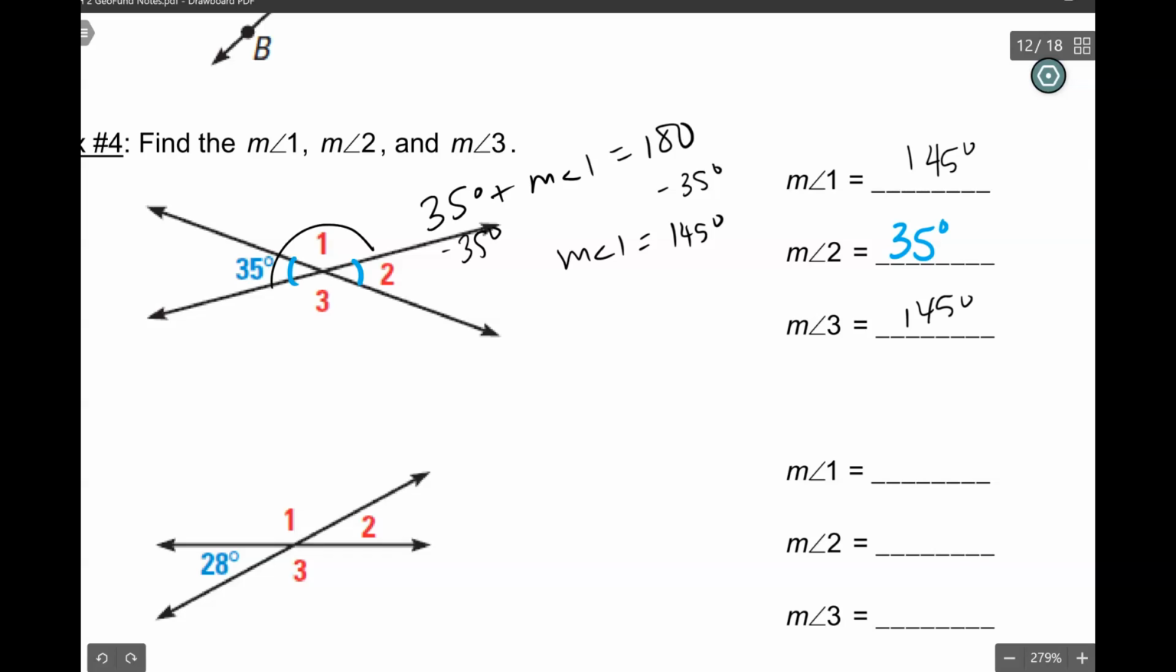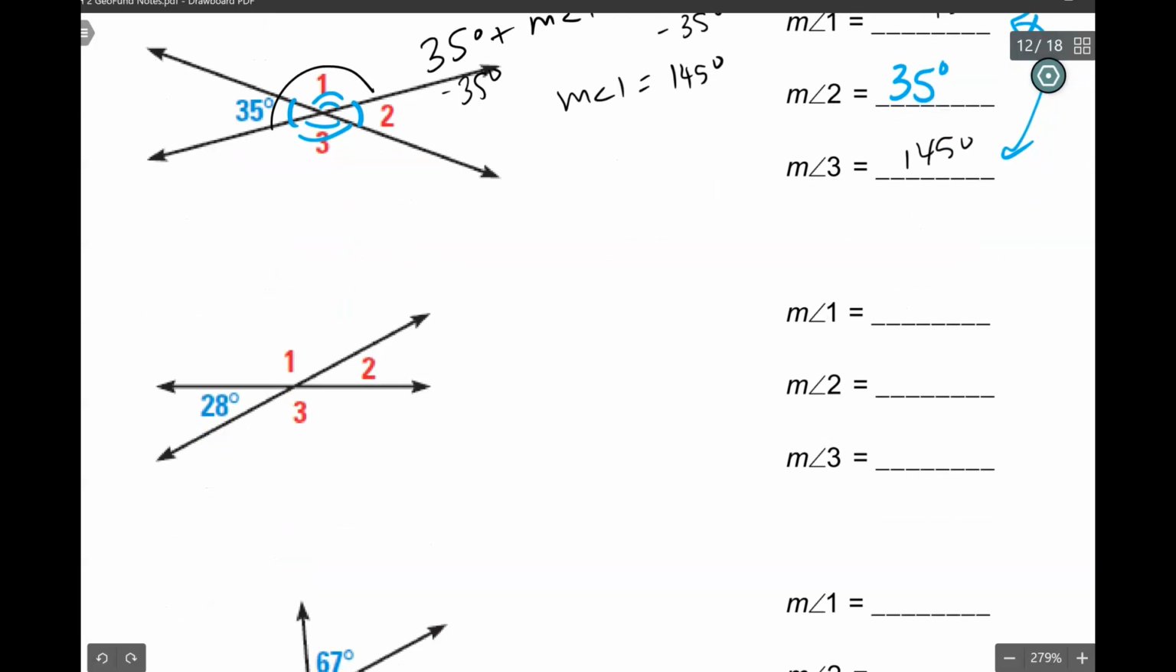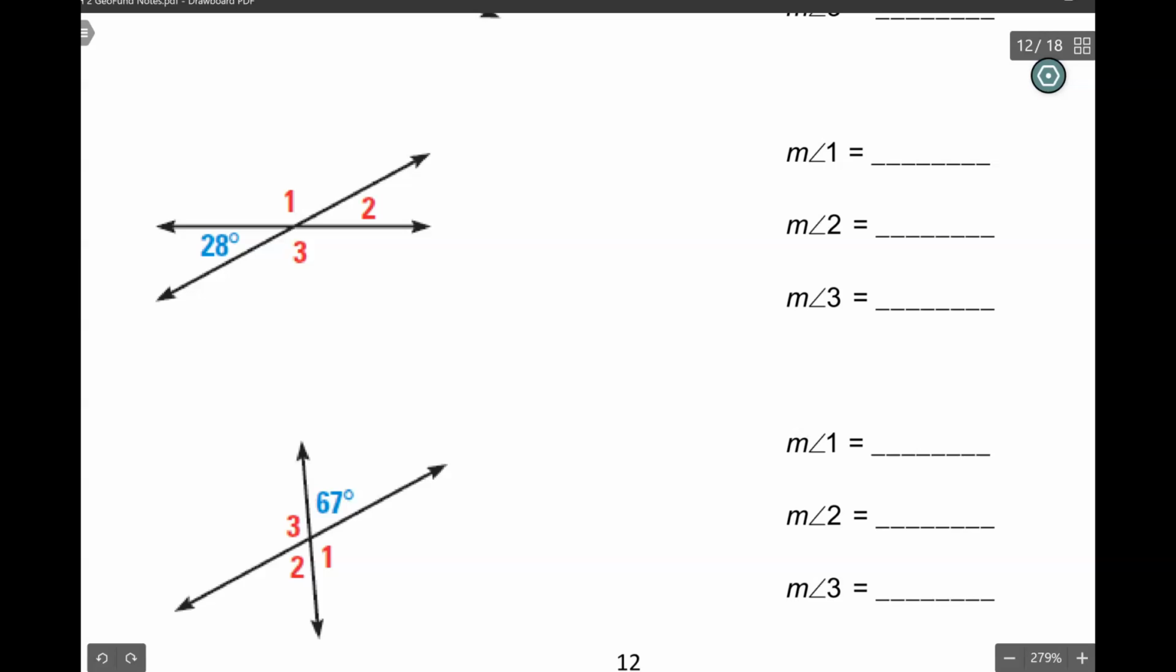And because angle 1 is 145 degrees, that means angle 3 is going to be the same because these are a vertical angle pair. All right, I'm going to start with angle 1 this time. I know if I add both of these together, 28 degrees plus the measure of angle 1, it's going to equal 180. So if I subtract 28 degrees from both sides, I get the measure of angle 1 is 152 degrees.